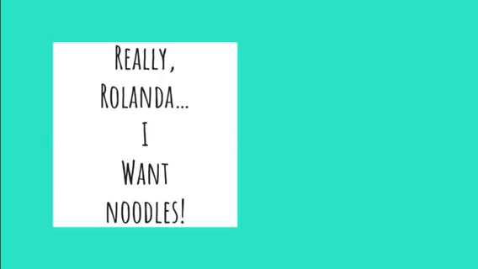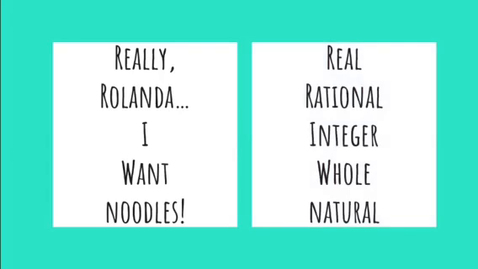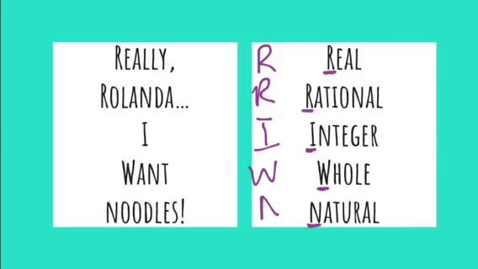Now we get to really, Rolanda, I want noodles. Why am I telling you this? Because it's a way to remember the order of the set of real numbers. We have real numbers, rational numbers, integers, whole numbers, and natural numbers. And what you're going to have to do is classify these numbers. So you're going to write this out on your paper, and I'm going to think, okay, really, Rolanda, I want noodles. And then I'm going to write out the rest of the word on my paper when I take a test or quiz or I'm doing homework.